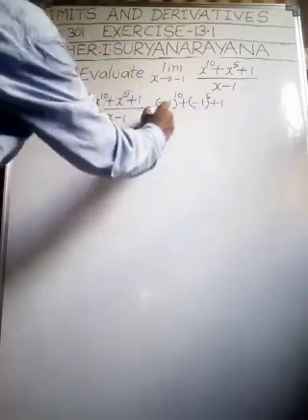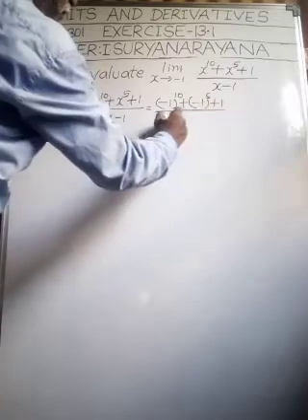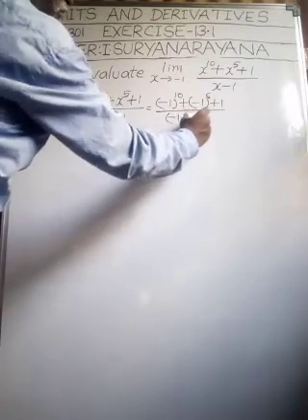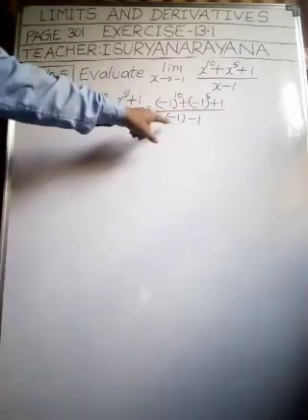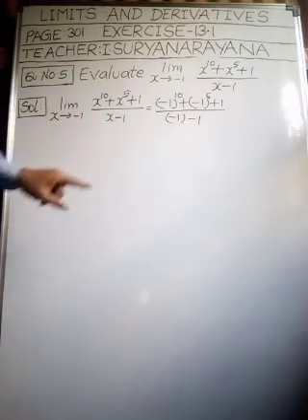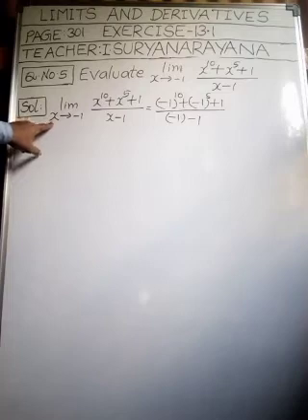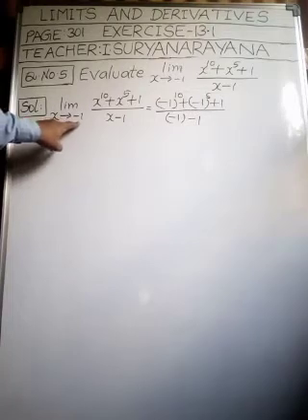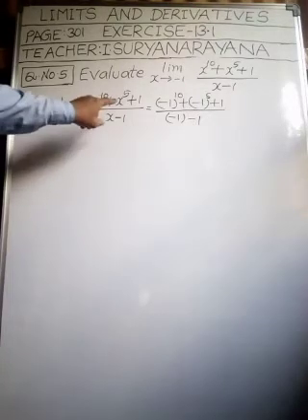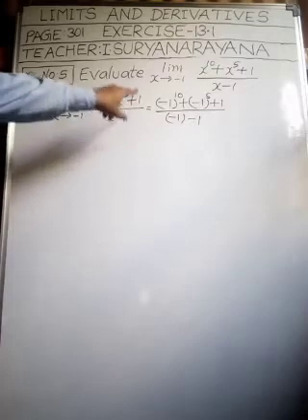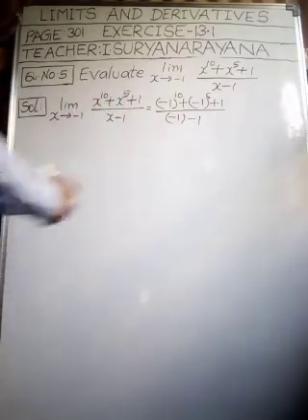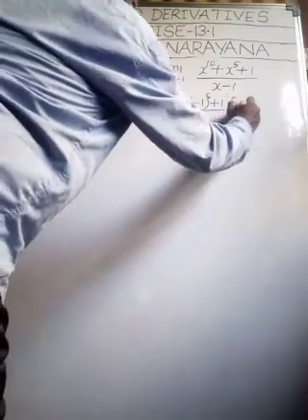Understood this numerator part, my children? Whole divided by minus 1, minus 1, by substituting x is equal to minus 1. Why do we substitute x is equal to minus 1? Because here the variable x is approaching minus 1. So we have to substitute x is equal to minus 1 in this function. Okay, my children? Understood? So by substitution method.